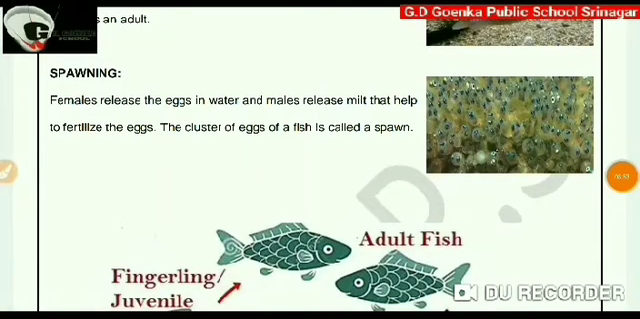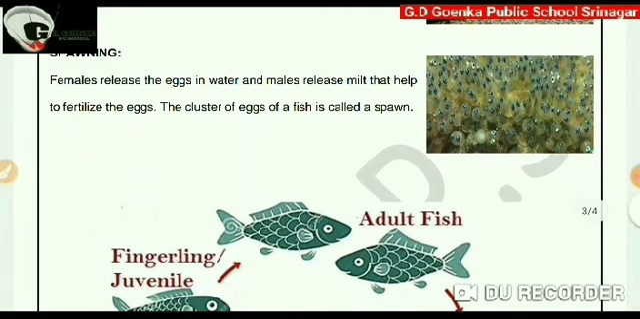Now we have a term, spawning. So, what is spawning? Yes, the female fish releases the eggs in water and the male fish releases milt that helps to fertilize the eggs. The cluster of eggs of a fish is called spawn.